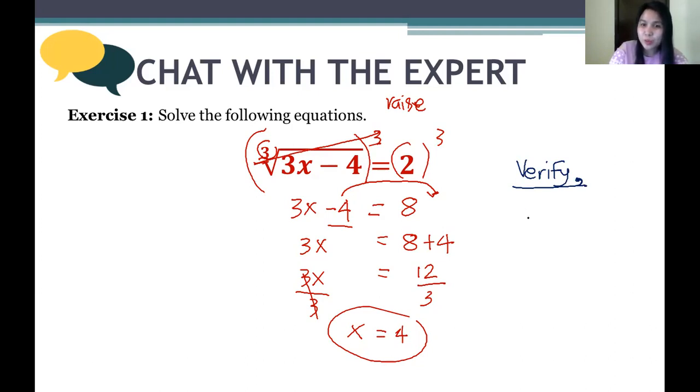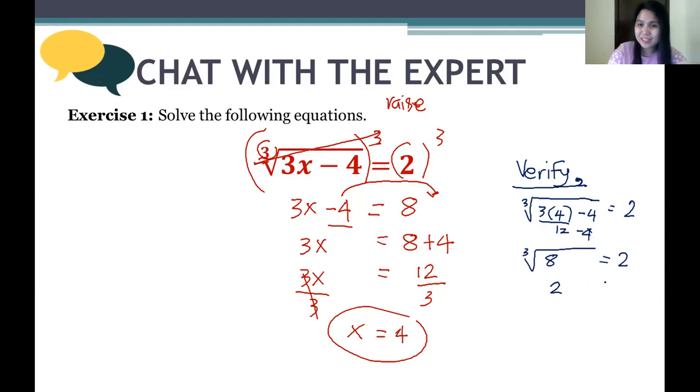Next, the square root of 3 times 4 minus 4 equals the cube root, equals 2. 3 times 4 is 12 minus 4, that will be 8. The cube root of 8 is 2. They are now the same. Therefore, this one is a solution. Now, any questions? Or give me a thumbs up if you understood the part.